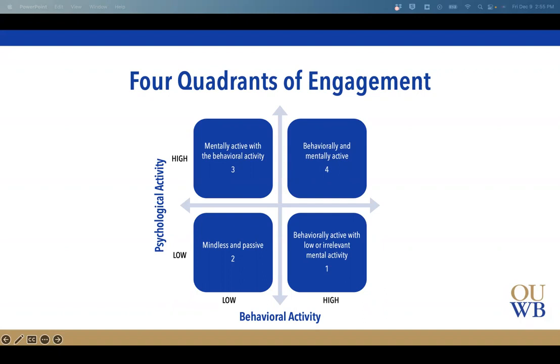And finally, quadrant 4, this idea of being both behaviorally and mentally highly active. So completing a practice problem, such as work that students might do at the Clinical Skills Center. That's an experience where they're both actively and psychologically engaged. And that can promote achievement of learning objectives related to those types of activities. And those can be very valuable, again, mostly because they're engaged in a high level of psychological activity.